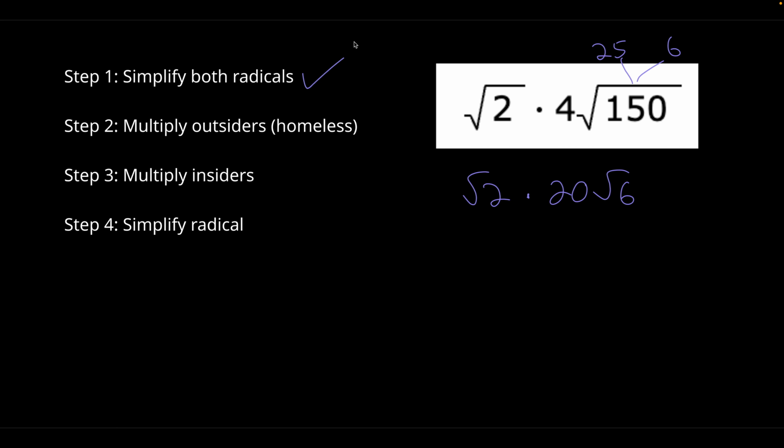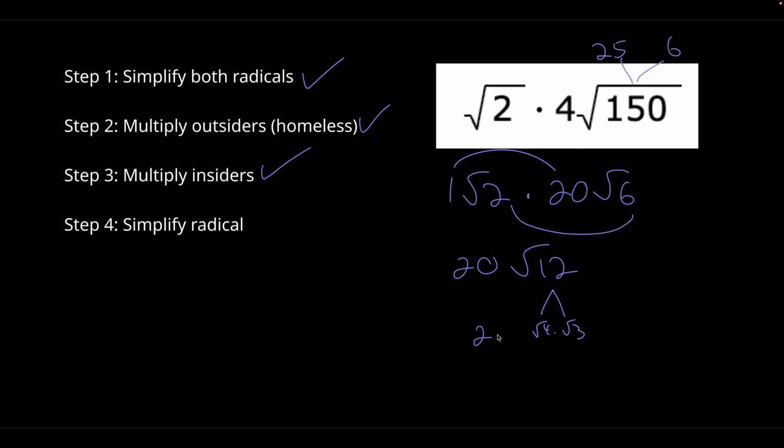Step one is done. Step two is multiply the outsiders. So if you don't see a number, there's a 1 there. So 1 times 20 is 20. 2 times 6 is 12. So step two, outsiders. Step three, insiders. And now, can we simplify 12? Yes, we can. That would be 4 and 3. So final answer for this problem is 40 square root of 3.